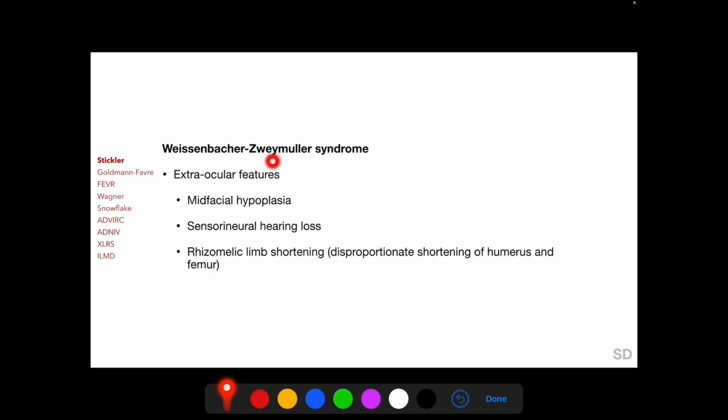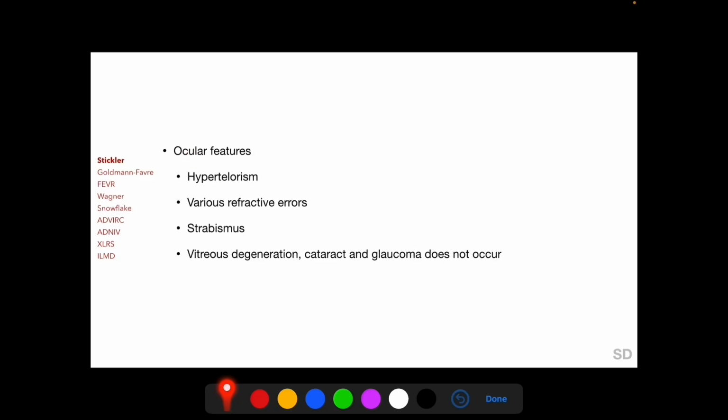Patients with Wagner-Weissenbacher-Zwemuller syndrome have disproportionate shortening of the humerus and femur, along with midfacial hypoplasia and sensorineural hearing loss. And ocular features in this syndrome include hypertelorism, various refractive errors and strabismus, but vitreous degeneration, cataract and glaucoma do not occur in this syndrome.